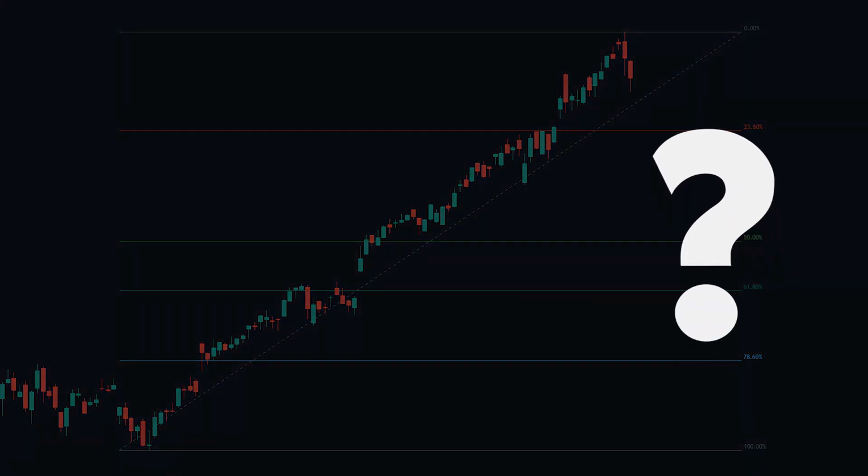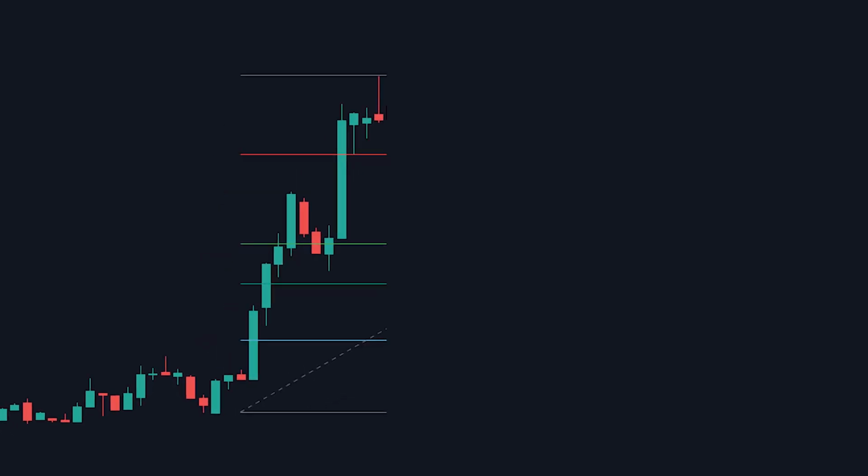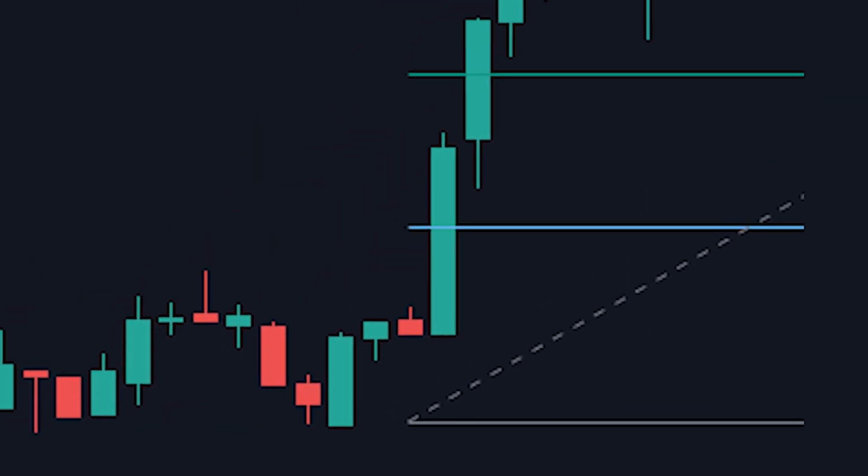How do you know which level the price will reverse at? Well, how about I show you an example? So here we found a clear trend upwards. We identified the swing low and the swing high of the trend. Next, we select our Fibonacci retracement tool and we drag from the swing low's wick to the swing high's wick. Next, we see what price does.